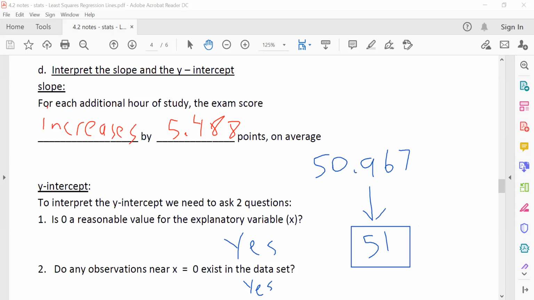So this was the y-intercept. And since we can make a fair prediction using the y-intercept because we answered these 2 questions, then we're going to say if a student were to study 0 hours, the model predicts that the student would make a 51 on the exam. That's what the y-intercept's interpretation is going to be here.